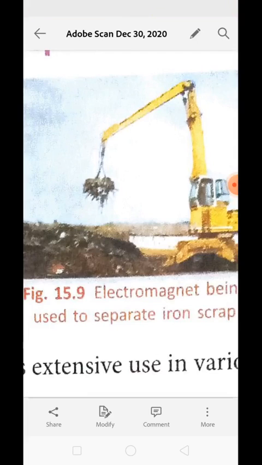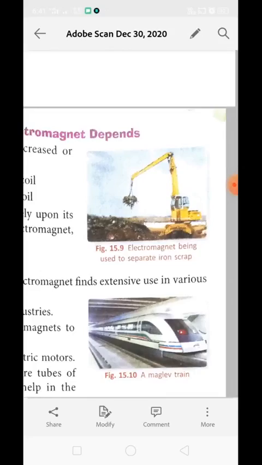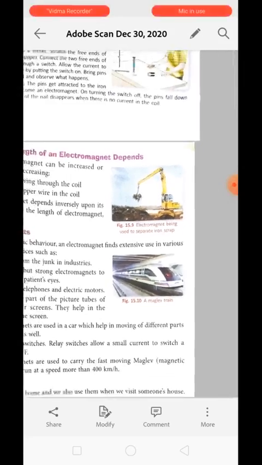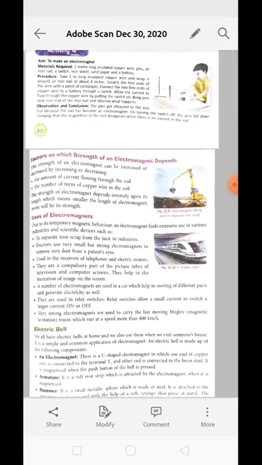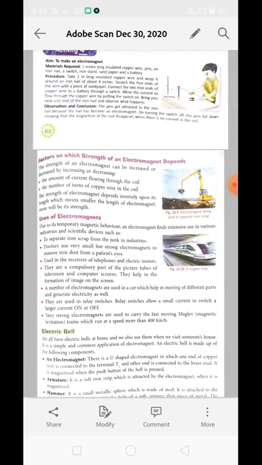The second is doctors use very small but strong electromagnets to remove iron dust from the eyes. If your eyes are having some kind of problem in which a magnetic substance has gone in as dust, it can be removed with the help of electromagnet. Now the third point is used in the receiver of telephone and electric motors. Electric motor is also working on the principle of magnetic effect of electric current.